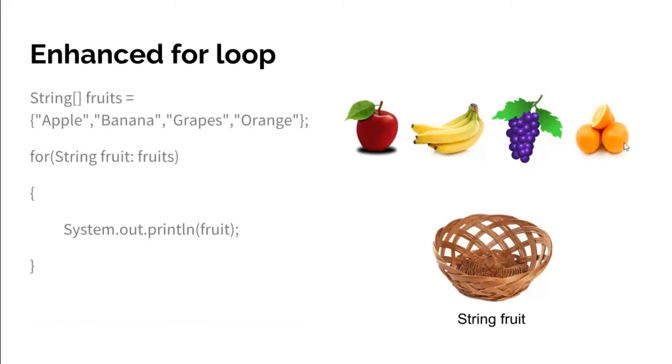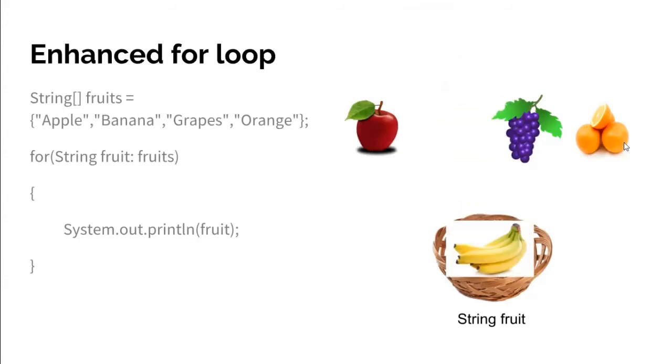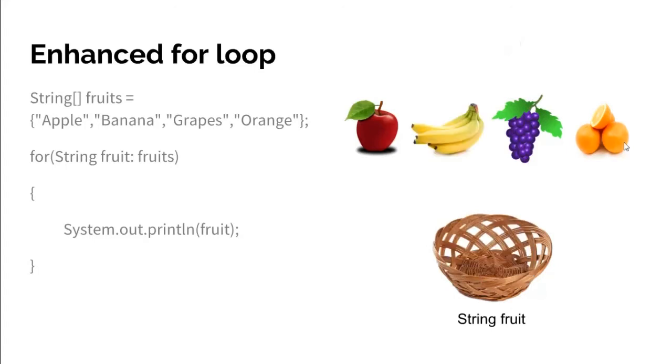In the first iteration of enhanced for loop, the compiler will take the first fruit, that is apple, and assign it to the string variable fruit. And after assignment, the compiler will go inside the body of the loop. In our case, it simply prints the string variable fruit. In the first iteration, as we know, string fruit will contain apple, so it will print apple. After that, the compiler takes the second element, that is banana, and assigns it to the string fruit, and then simply prints banana. This cycle repeats for grapes and orange.